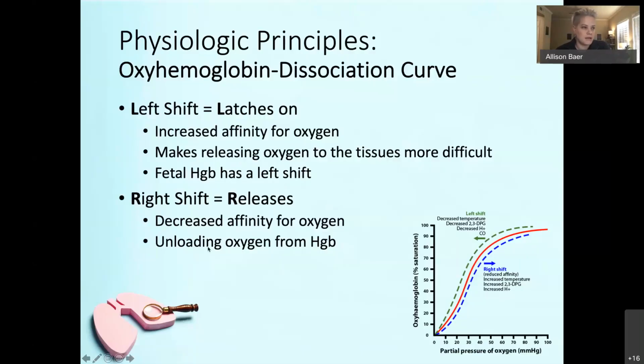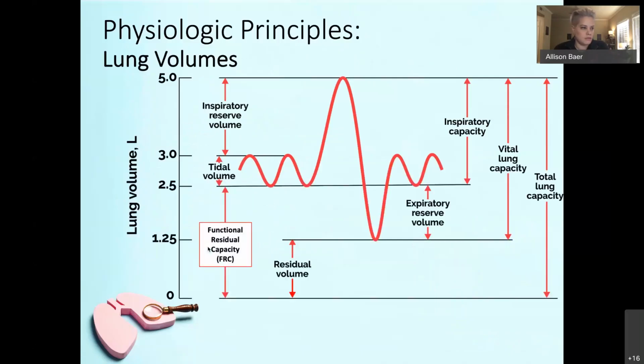So some things that cause that are an increased CO2, so a decreased pH, because those are inverse, so acidosis, and hyperthermia. All right. Last set of principles before we start talking about all the problems or the diagnoses is lung volume. I noticed a lot of questions that talk about some of these, especially this one, functional residual capacity. But this is just showing a normal lung volume and the different terms for it.